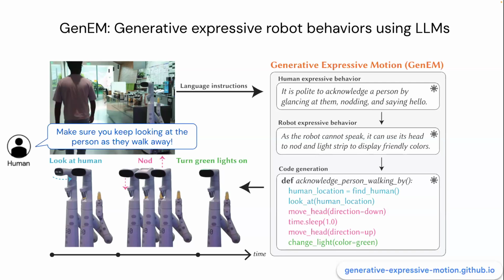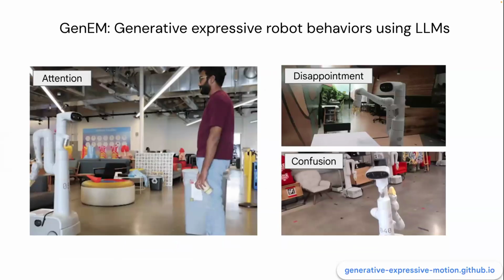And the cool thing is that it doesn't stop there. You can continue to have this interaction with the robot and just say, oh, I actually want you to make sure you keep looking at the person as they walk away. Then this entire loop just replays, and the behavior gets modified. All we have here is just a set of APIs to do basic behaviors and the natural language interface. And the human can modify the robot behavior using that.